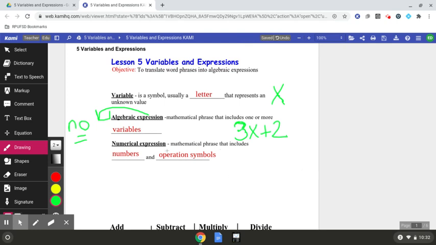A numerical expression is just a mathematical phrase that includes numbers and operation symbols. So remember, our operation symbols are plus, minus, times, we use a dot, and division. Those are operation symbols.